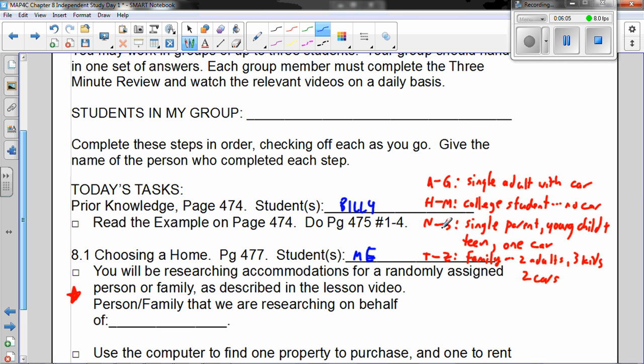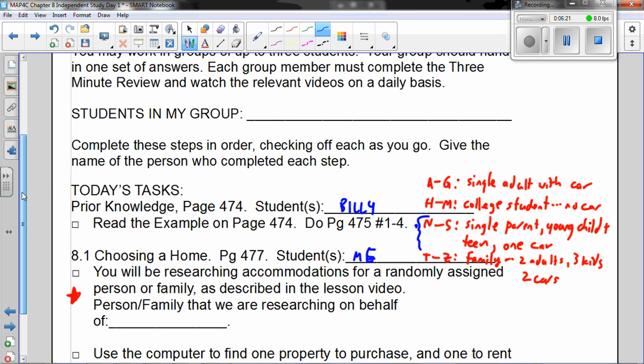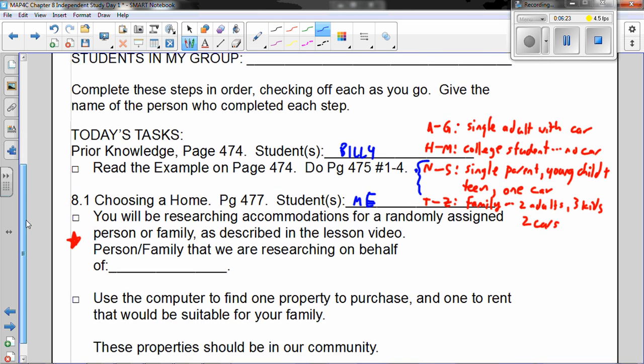So Restall is in here. I would be searching for a single parent that has a young child and a teenager in one car, and I'd have to find accommodations that would suit them. A bachelor apartment wouldn't work, right? There's not enough room in a bachelor apartment. I don't know what a bachelor apartment is. Well, this is part of your research, okay?